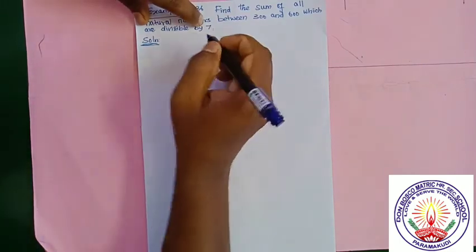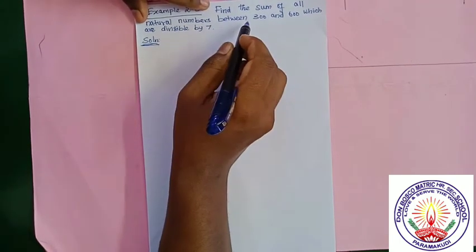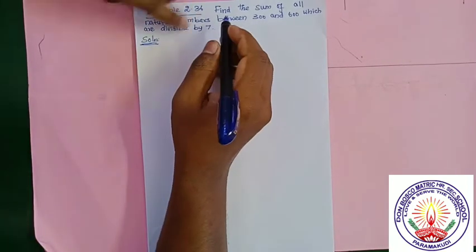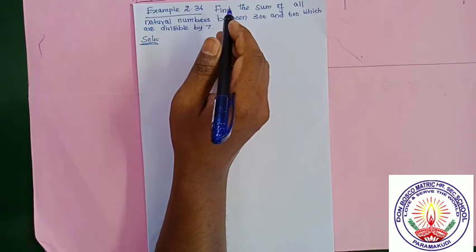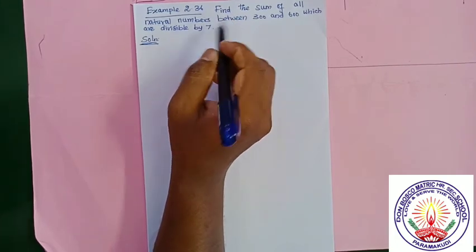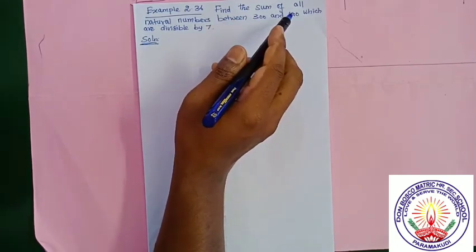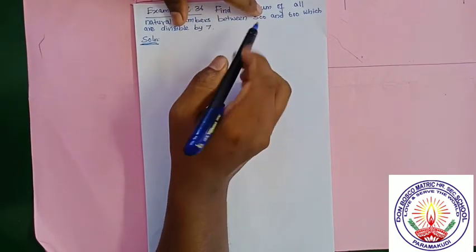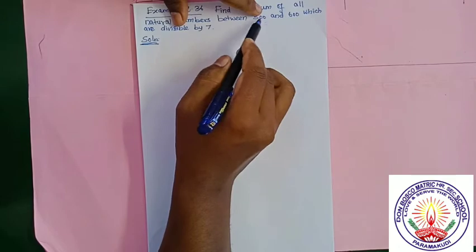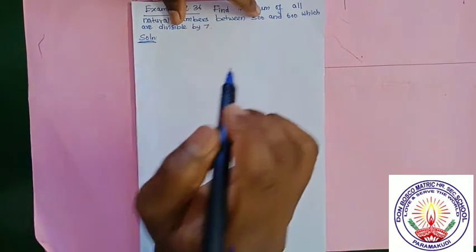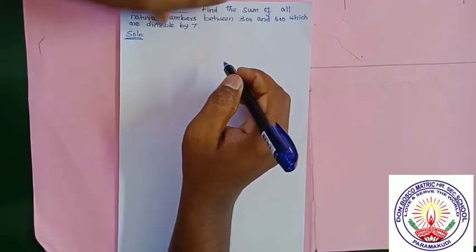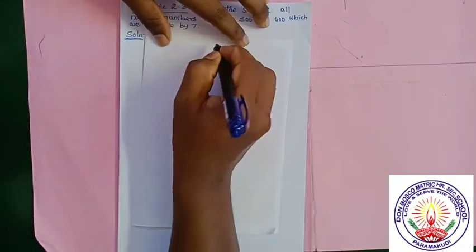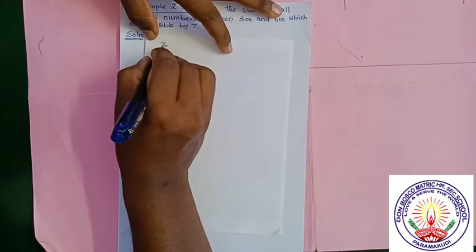So first, you should know what are the natural numbers between 300 and 600 which are divisible by 7. Then only we can find the sum. So let us write the numbers divisible by 7 between 300 and 600. What is the first number? We don't know. Let us take the first number between 300 and 600, 301, or you can take the first number 300 itself.